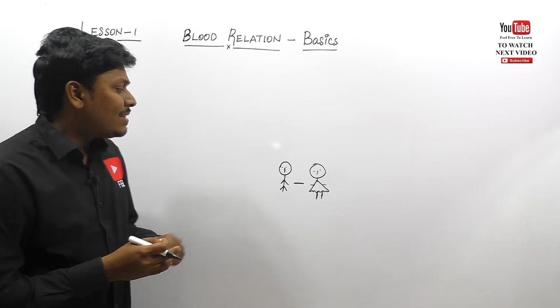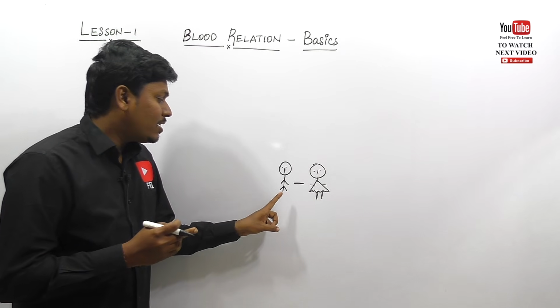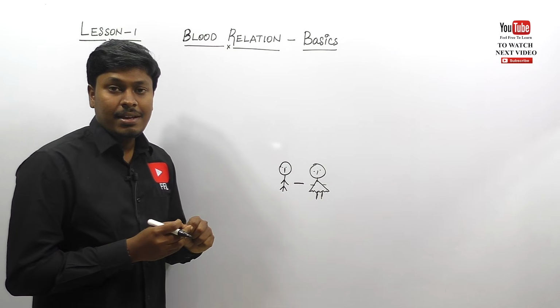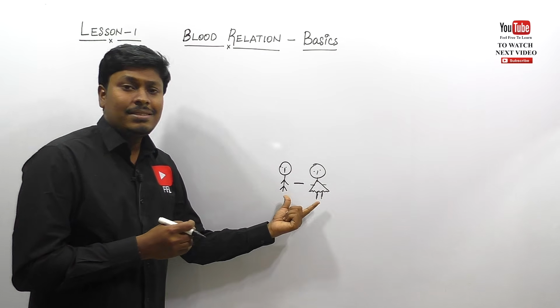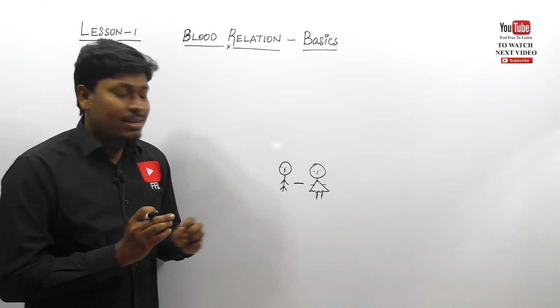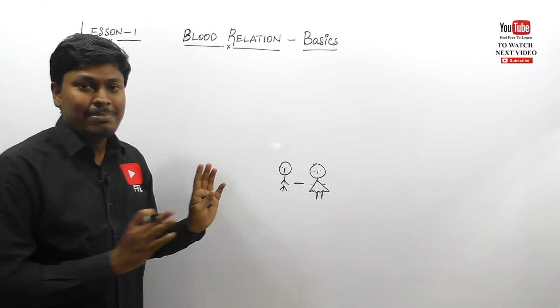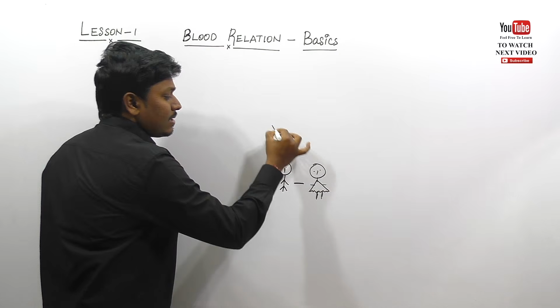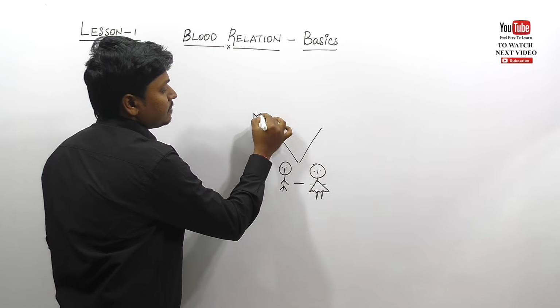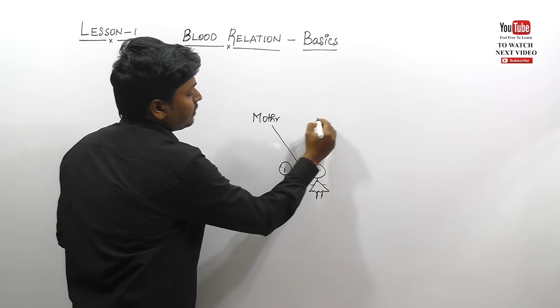So friends, think that you are standing here. If you are a boy, think that you are standing here. If you are a girl, here, right? Brother, sister, friends. Let me start the family tree, that is a blood relation here. This boy is having a sister and this girl is having a brother, right? Brother sister relation. They will have a mother and they will have a father, right?